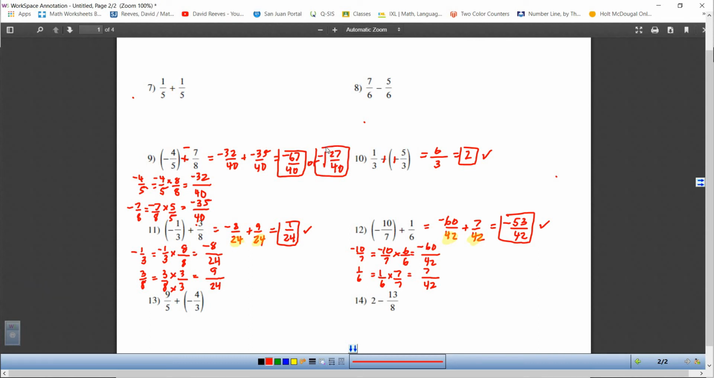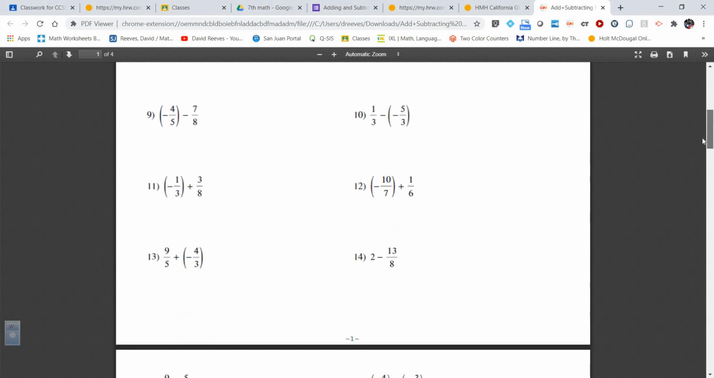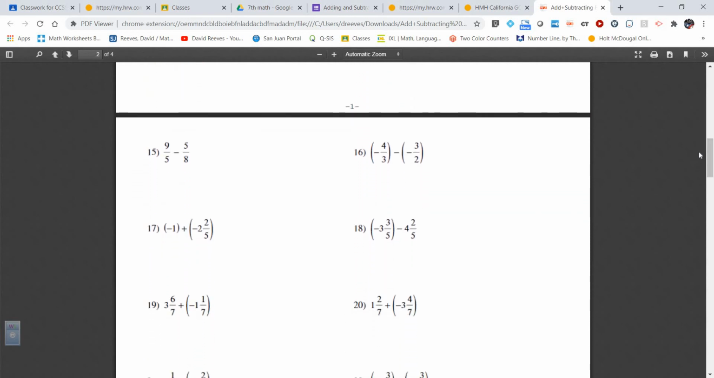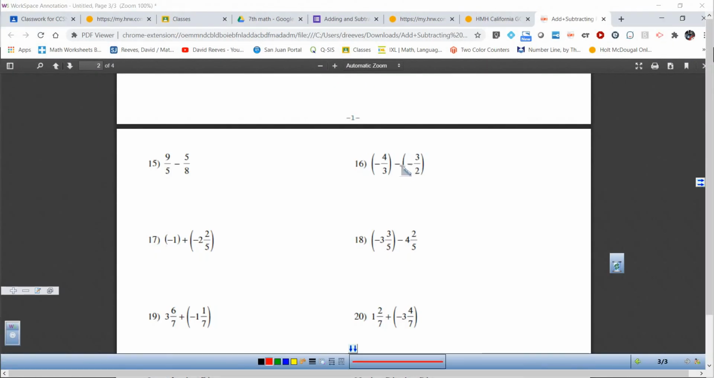All right, let's go ahead and do one more subtraction problem, where we do not have a common denominator. How about this one right here? Okay, subtracting a negative is the same as adding a positive. Once again, subtracting a negative is the same as adding a positive. So I have negative 4/3, and I'm going to be adding 3/2.